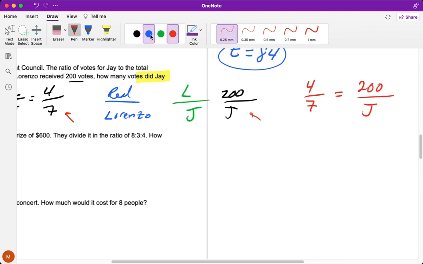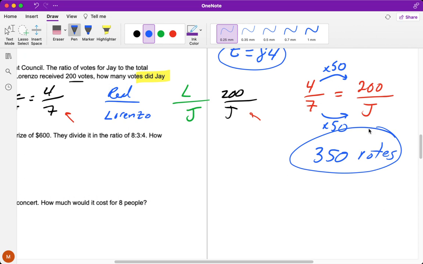And now I'm going to show you what some of you are doing as well. So I know 4 times 50 is going to give me 200. So that means I need to stay consistent with the other one as well. So 7 times 50 is going to give me the amount of J's votes, which is then going to be 350 votes. All right, you can still do cross multiplying. You can use this method. I'm just going to go through and show you some of the ways I'm seeing you guys do it in class, just so that others are aware of it as well. If any of these other methods confuse you, just keep using the one that you're doing.